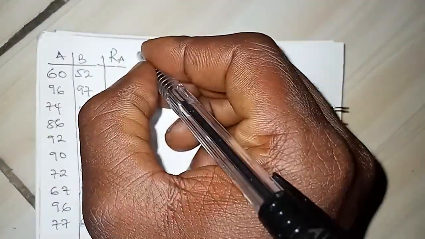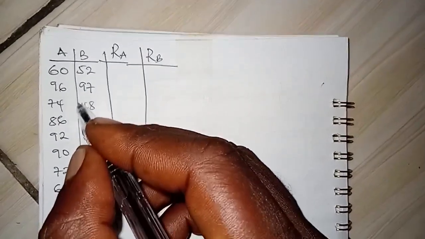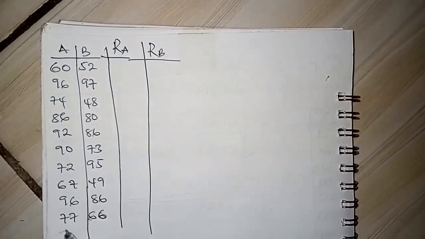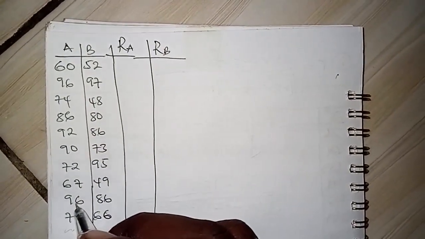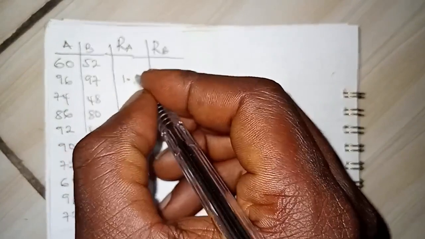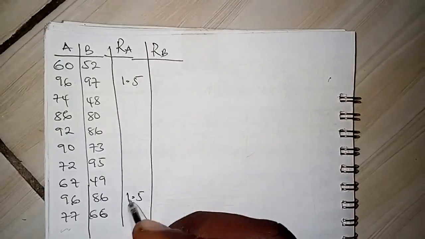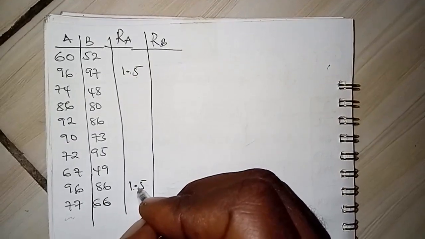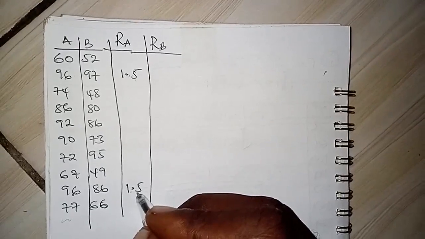Rank A, then rank B. We can start from the lowest or we can start from the highest. If we start from the highest, the highest for A is 96, and 96 appears twice, so we give 1.5, 1.5. If it appeared once, it would be 1, then the next one 2, then 3. But since they are two, we add together and divide by 2, which is 1.5, 1.5. Then it means we assume 1 and 2. The next ranking we're going to give is 3.